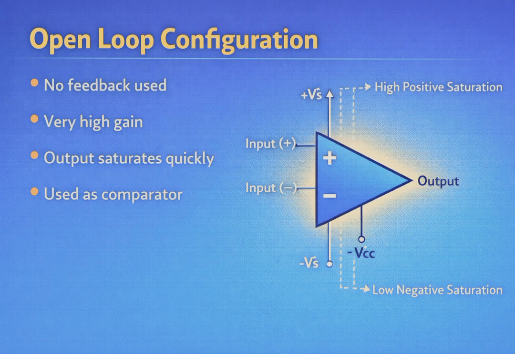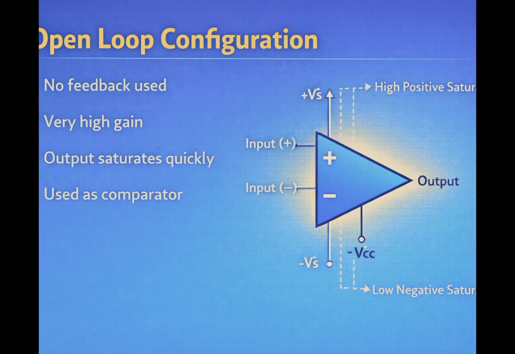Open loop configuration. Next, we study open loop configuration. In this configuration, no feedback is used. Gain is extremely high. Output saturates quickly. Because of this, open loop configuration is mainly used as a comparator. A comparator compares two signals and gives output based on which one is higher.